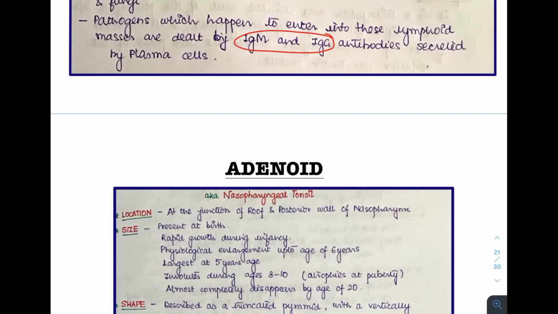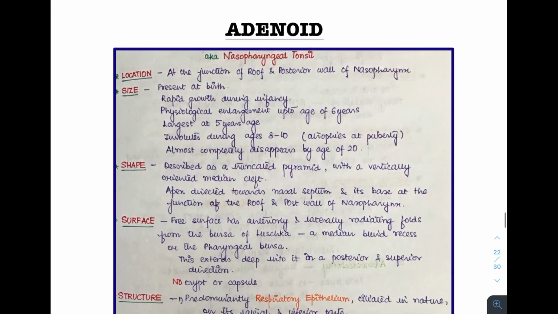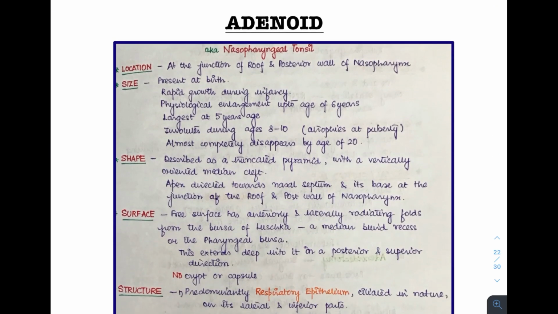So now we are going to go into the details about the particular structures which form the inner ring of the Waldeyer's ring. The first structure is the adenoid. It is also known as the nasopharyngeal tonsil. It is located at the junction of the roof and posterior wall of the nasopharynx. It is present at birth.